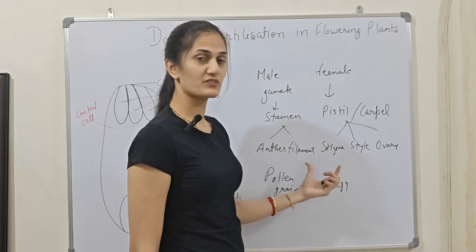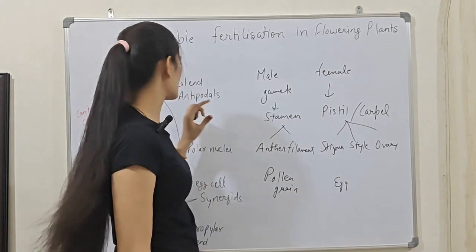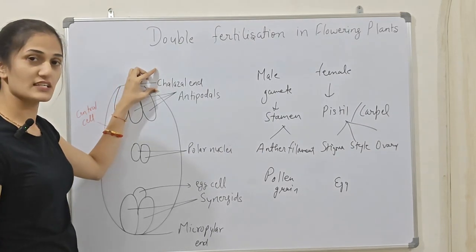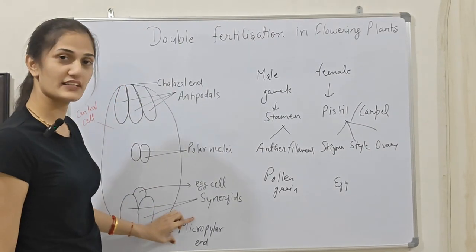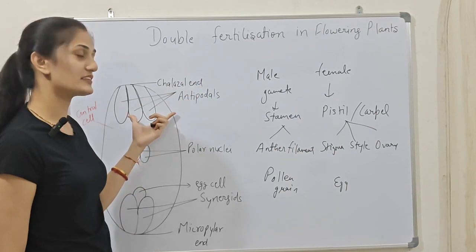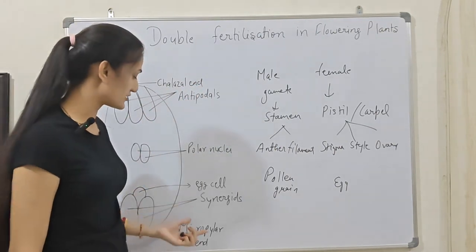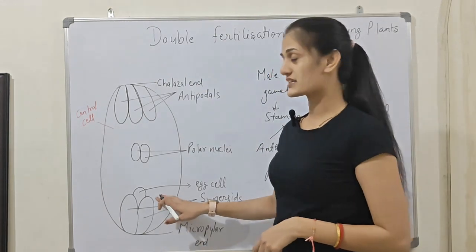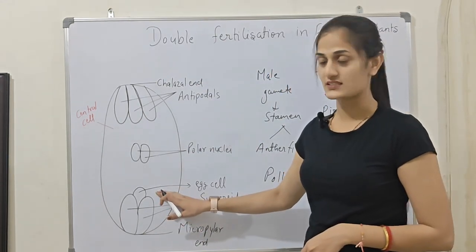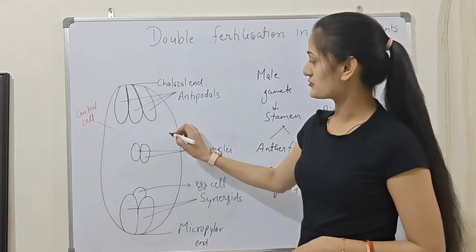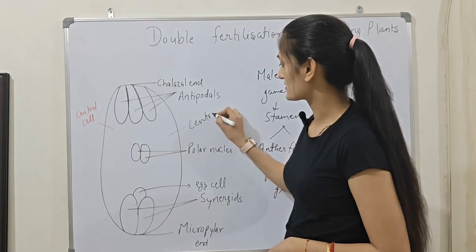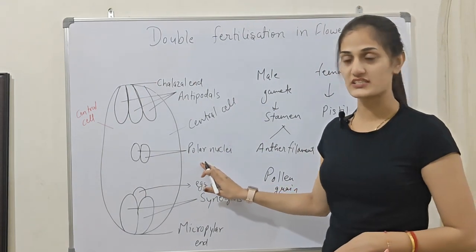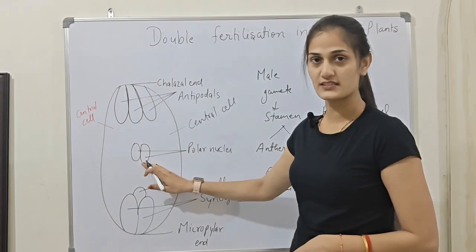Now let's talk about the structure of the embryo sac. Here there are two ends. One is the chalazal end, the second one is the micropylar end. At the chalazal end there are three antipodals present, while at the micropylar end there are two synergids present, and one egg cell is adjacent to the synergids. There is a larger cell which is also known as the central cell. In this central cell there are two polar nuclei present at the mid of the central cell.